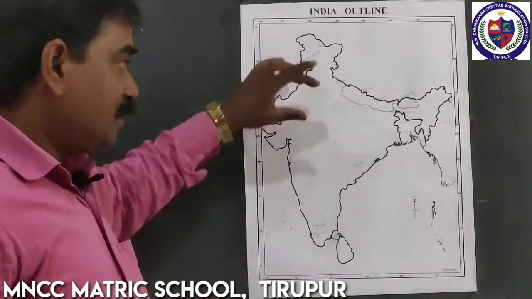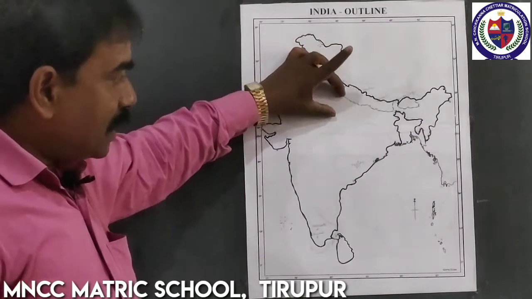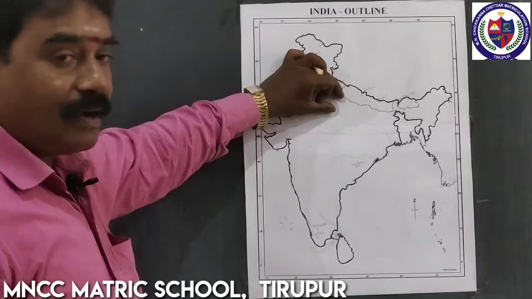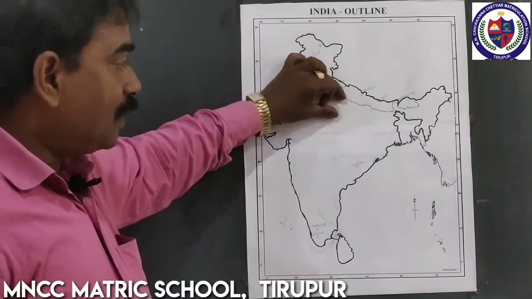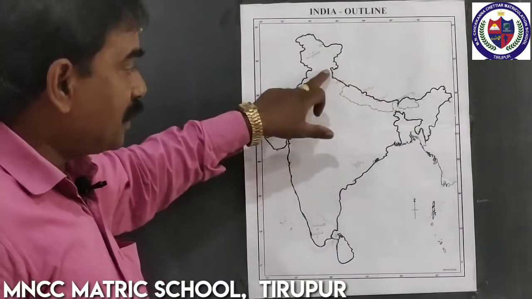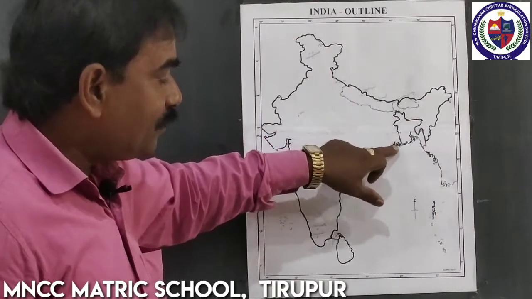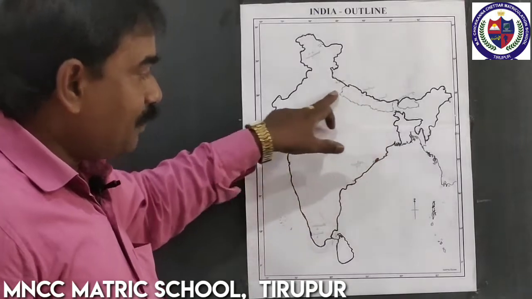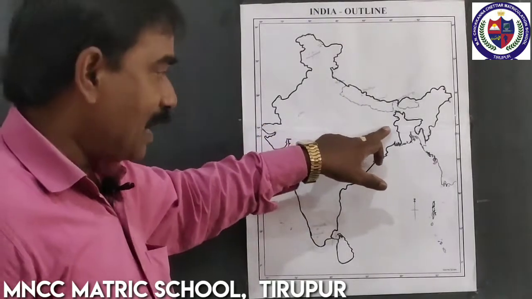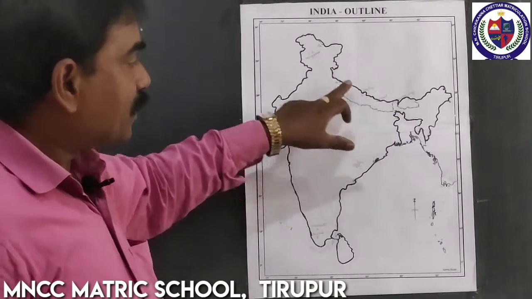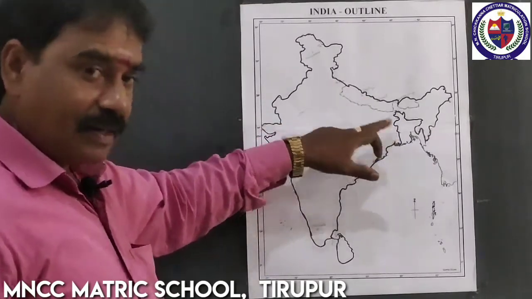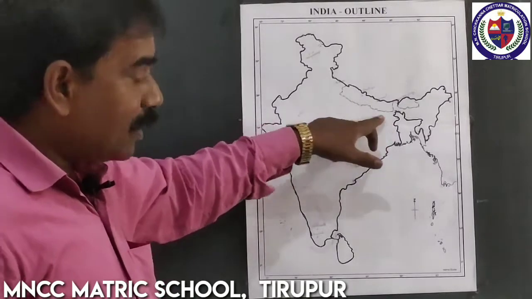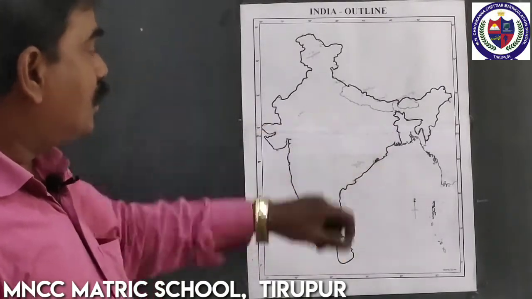Next, this area till here is called Ganga Plain. Ganga river is flowing through this way and flows into Bay of Bengal. This is a Ganga Plain, alluvial soil plain, and also Ganga Plateau. Next one.